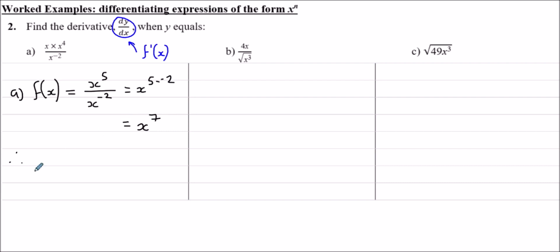So when we differentiate, when we find the gradient function of x to the power 7, we bring the 7 to the front and subtract 1 from this power. So we get 7x to the 6.